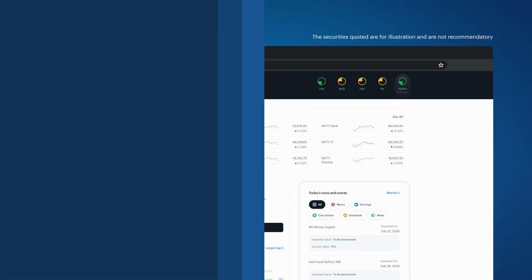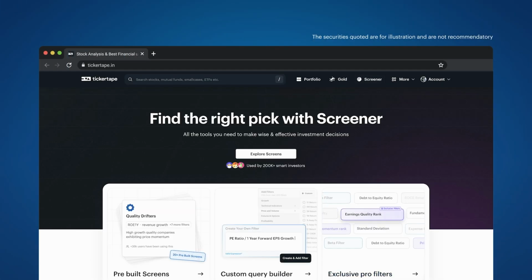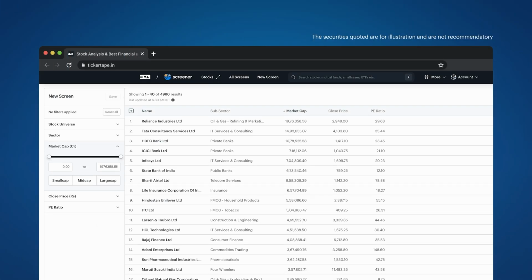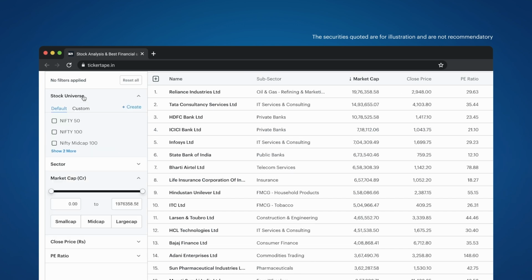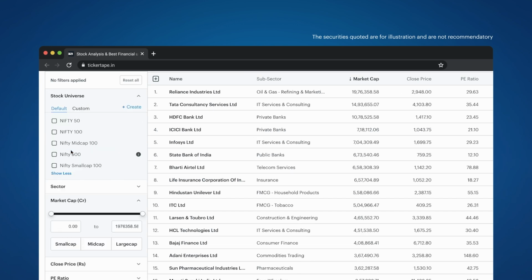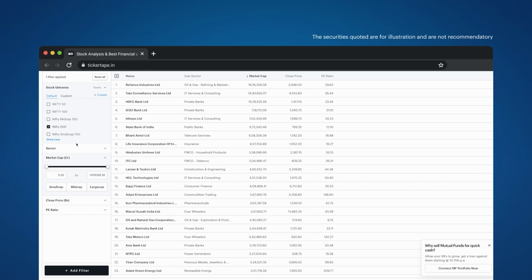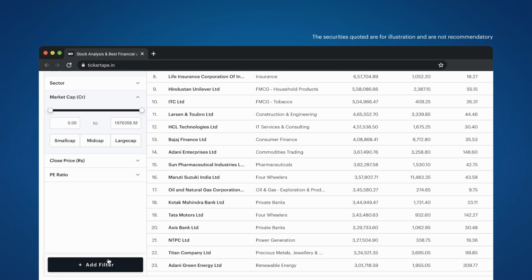Now that you know what kind of stocks you want to invest in and the filters to put in, let's head to the Tickertape stock screener and start filtering based on your desired metrics. First and foremost, you'd like to apply the market cap filter. For a low risk, decent return, you'd most likely want to invest in the top companies. So, you could choose to invest in Nifty 500 companies. You can play around with the stock universe in this section.